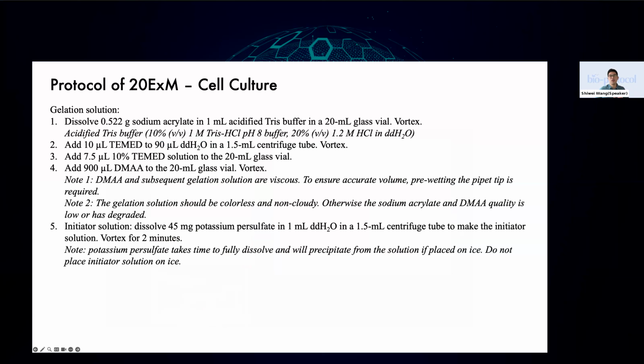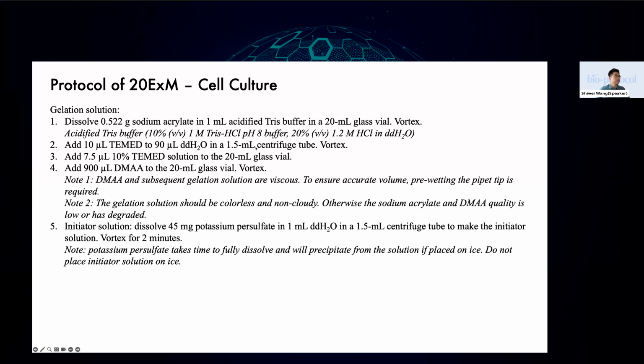This is directly copied from supplementary note 1. Here, you just need to dissolve the sodium acrylate in acidified Tris buffer. I usually make the acidic Tris buffer in bulk in advance. That's 10% 1 molar Tris-HCl pH 8, 20% 1.2 molar HCl in water. So it's pretty acidic, and that will speed up dissolving the sodium acrylate, and also will slow down the gelation later on.